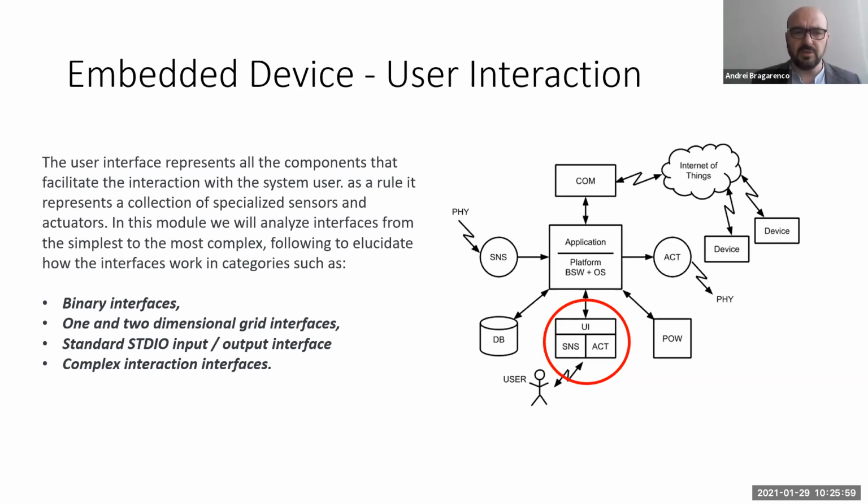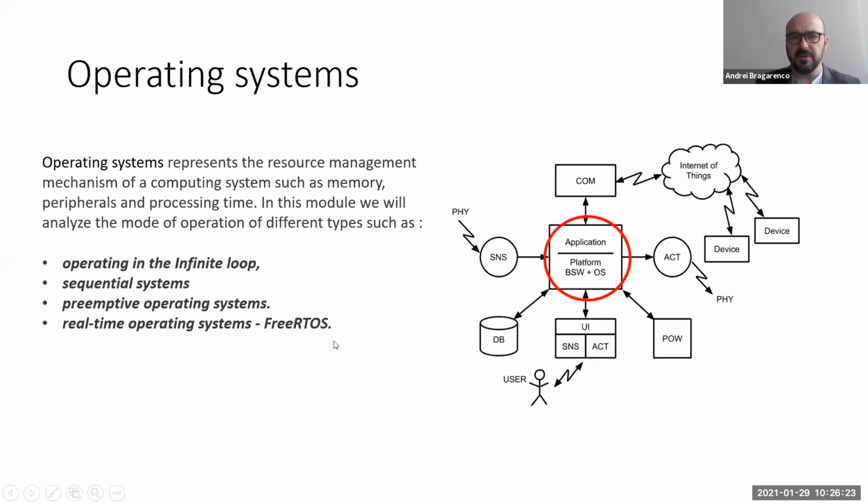This is another complex one, but the simplest is the binary interface, one or two displays and the keyboard, standard input-output, that can direct text information, let's say user information, from any device to any device, and other, more complex interfaces.